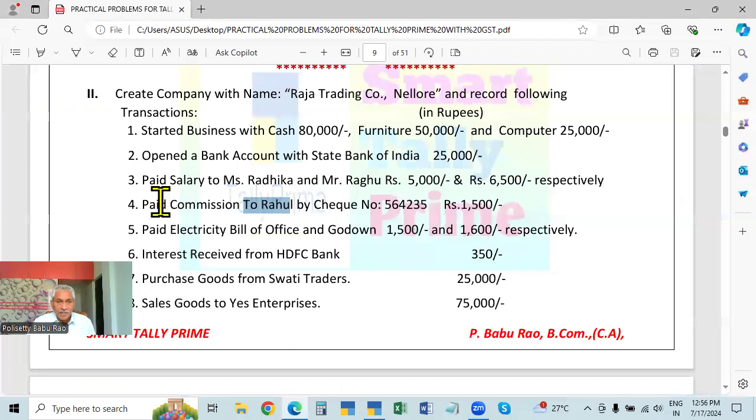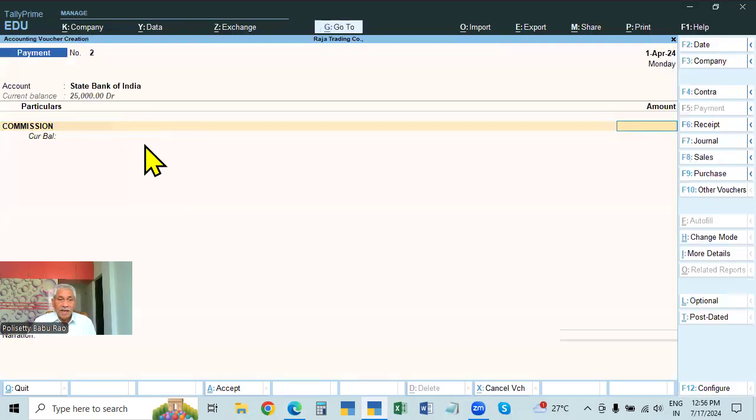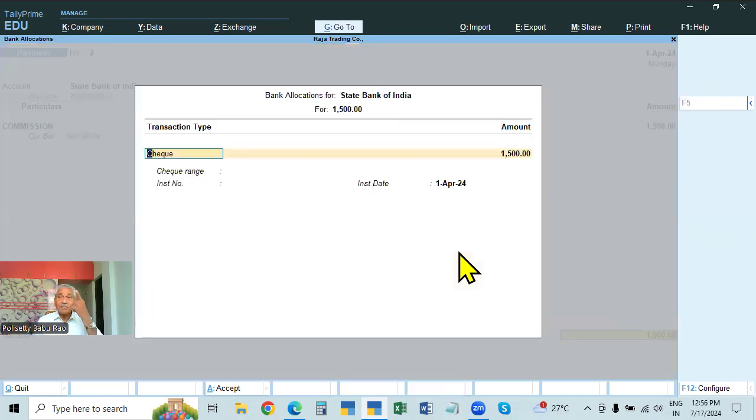What is the amount we paid as commission? Paid commission, bank, paid commission 1,500. After this, now it is paid by check, so it will ask me the details. In the case of cash, it will not ask. Only in the case of payment or deposit in bank, it will ask. In other cases, it will not ask anything. But in the case of bank, it will ask you the check details, the instrument.